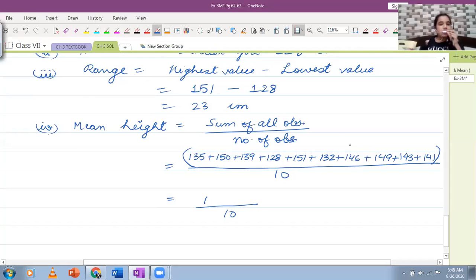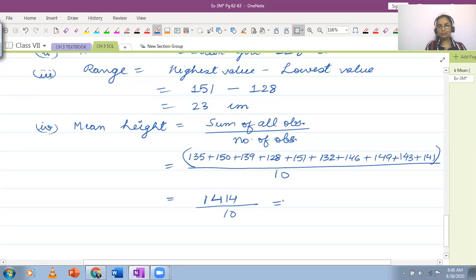Now it's 1317. I will tell you the total is 1414. So I'm just going to put a decimal here, 141.4 centimeters, right? And now we want to see how many girls have height more than this. From your list, count how many girls have height more than 141.4. So one is this, 150, 150, 151, 146, 149 and 143.